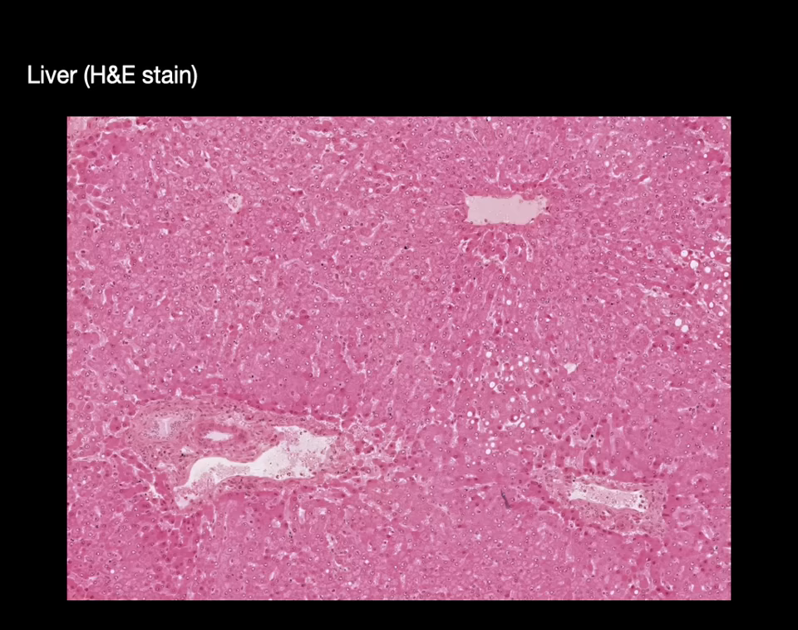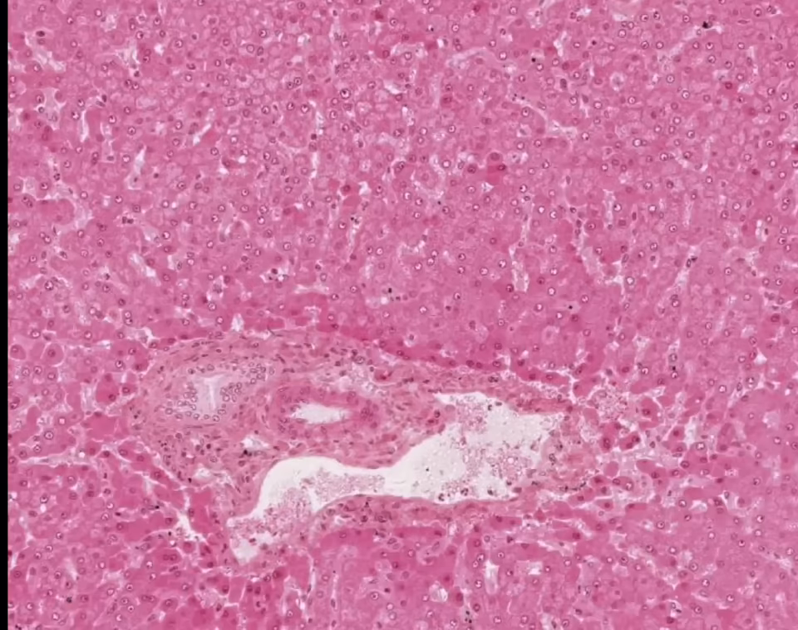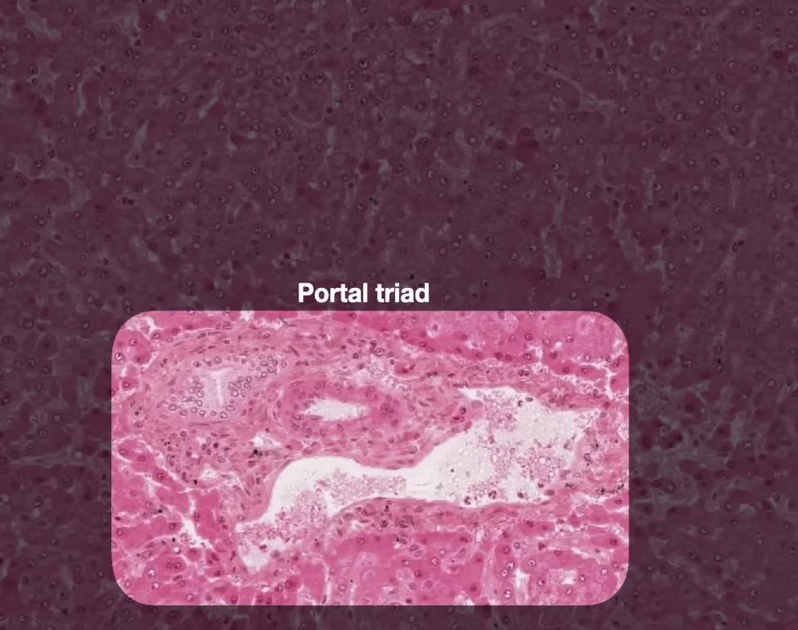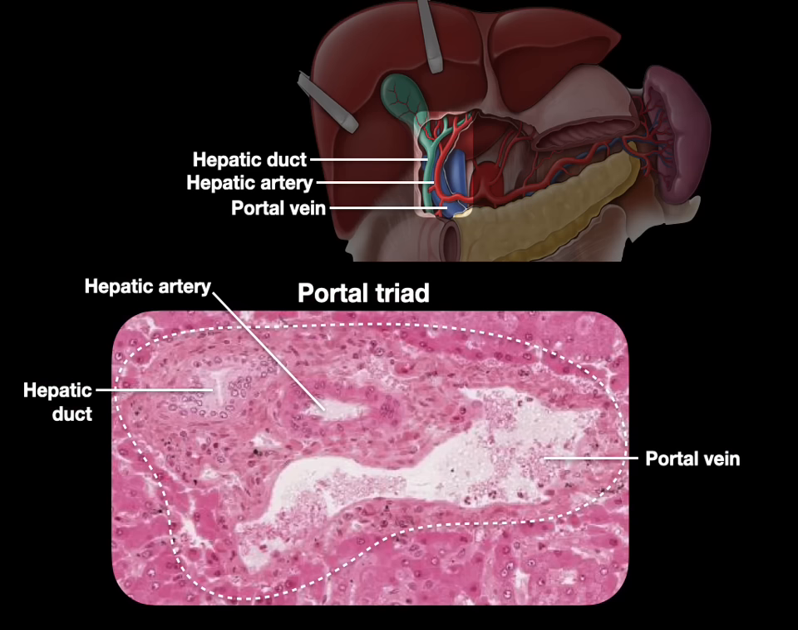But this, I wanted to show an H&E stain of a microscopic section high power of the liver, because all those cells you see around the side are hepatocytes, but look here in the middle is a portal triad. Right there. There's a hepatic duct, hepatic artery, and portal vein. So what we see microscopically is the same relationship that you see grossly. I think that's really cool.